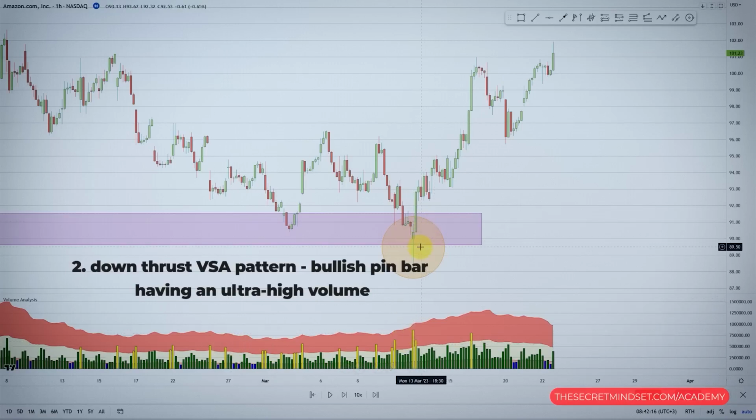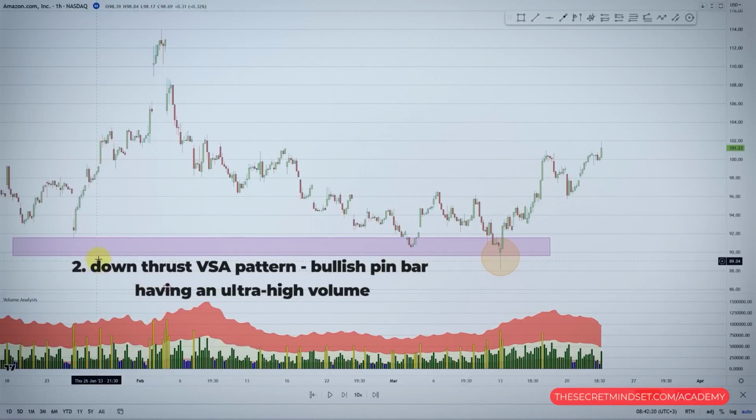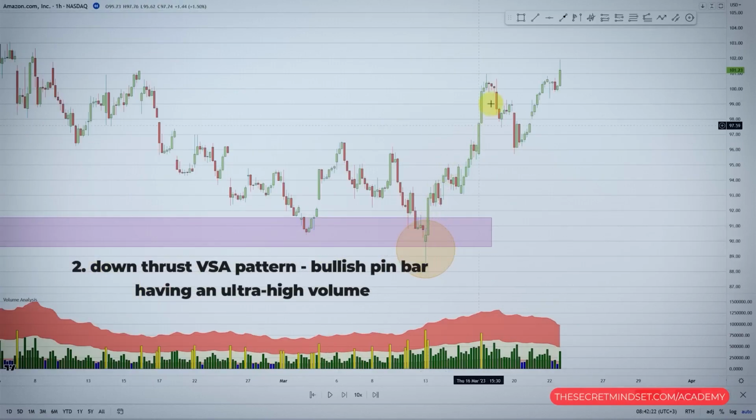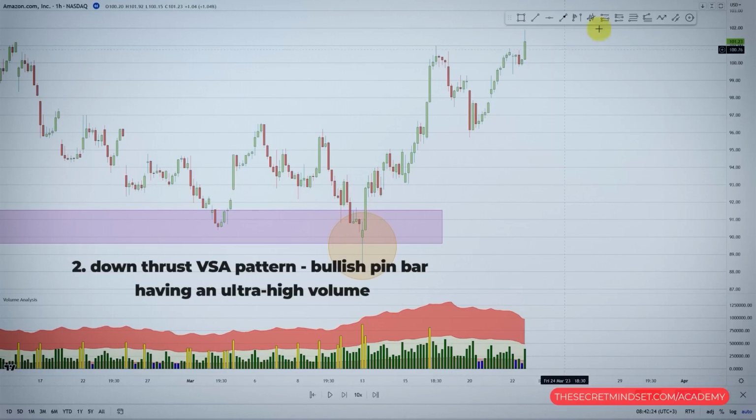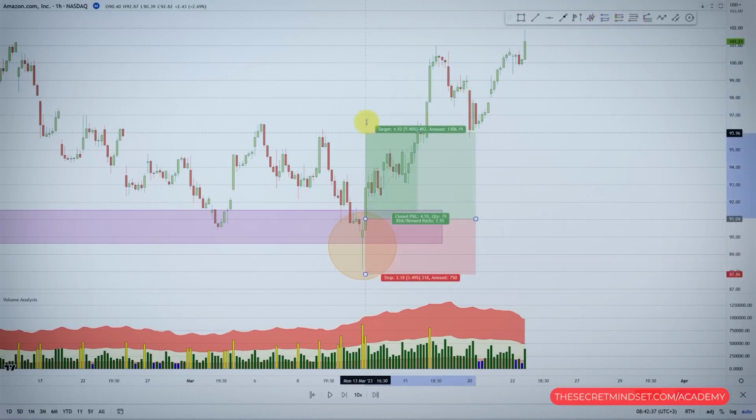The spread of the down thrust is low while the volume is high, so there is more demand than supply, a sign that price might rise in the near future. And it happened at a very important psychological number of $90. And we had a liquidity run. This buy here is a no-brainer.